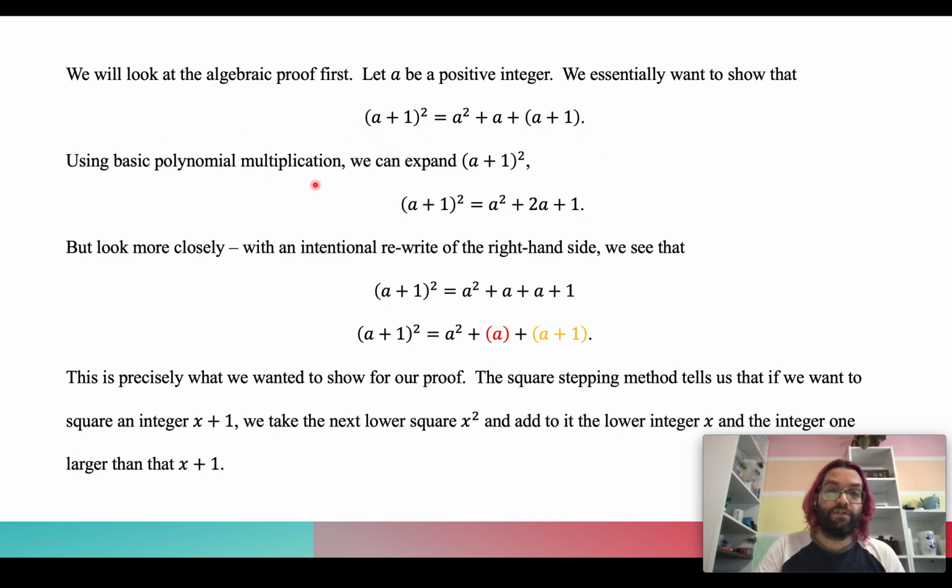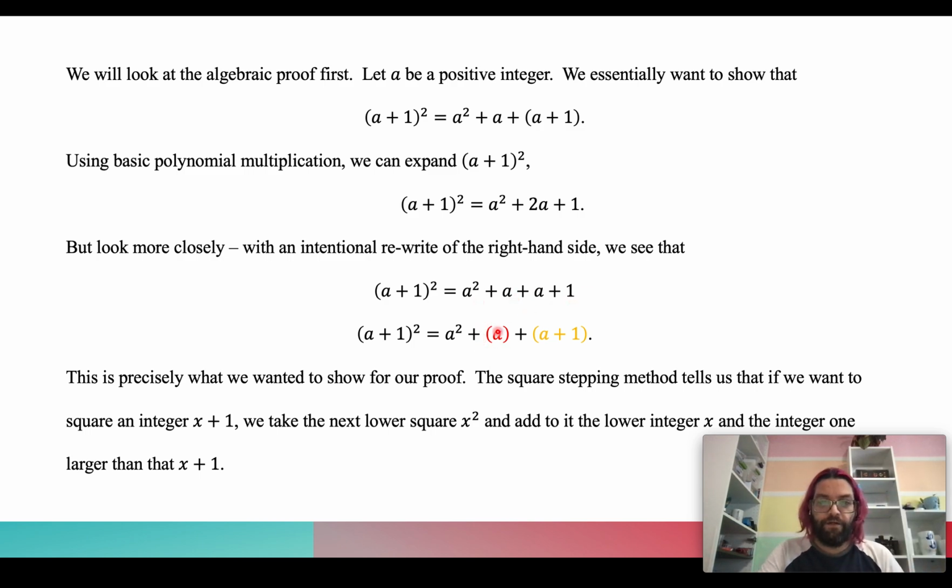So now I'm starting somewhere else. I'm taking this a+1, I'm squaring it, and then I'm writing this thing out. Notice that I end this with a period again. Now, I want the reader to notice something, and so I tell them that, but look more closely. With an intentional rewrite of the right-hand side, we can see that, and I break this thing down into a smaller piece, and then I actually did more than that.